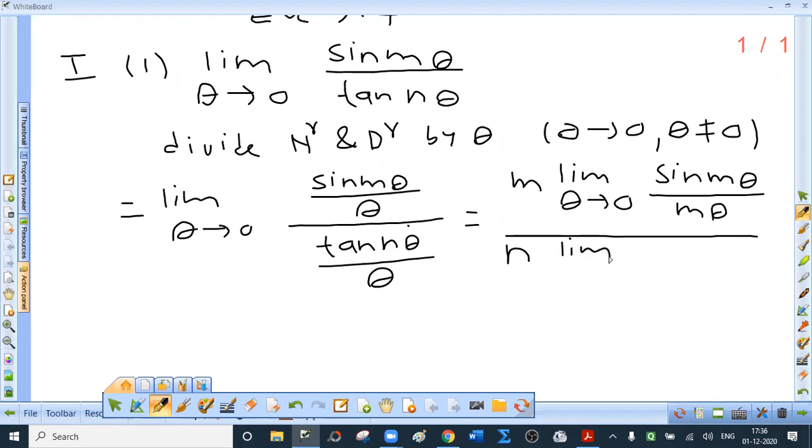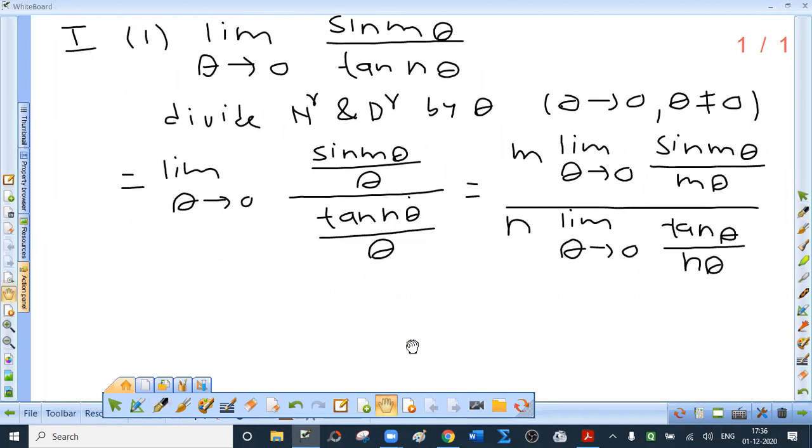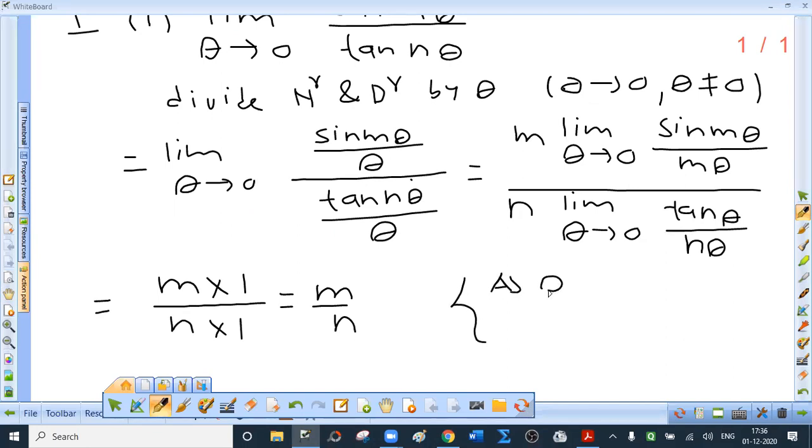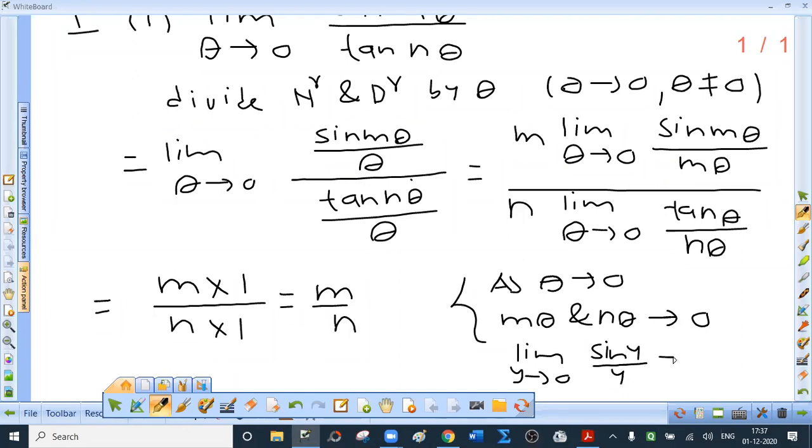What about the denominator? Limit theta tends to 0, it is tan n theta. Angle must be fully repeated. So we write n theta. We cannot just multiply the denominator by n. So we multiply the numerator also by n, right? So next step, this is nothing but m into, now I can say the value of this limit is 1, upon n into 1. So the final answer is m upon n. Of course, we have to say that as theta tends to 0, m theta and n theta both tend to 0. And limit, which standard limit? Limit y tends to 0, sin y upon y equal to 1. Right. So what is the final answer? m upon n.